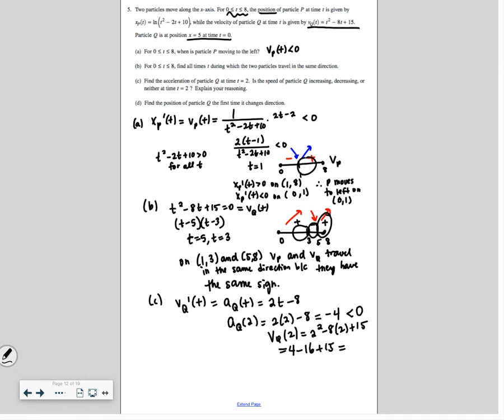Which ends up being negative 1 plus 4, 3, which is greater than 0. So since they do not have the same sign, this means that the speed would be decreasing. So the speed is decreasing at t equals 2 because v of 2 and a of 2, and we'll write our little subscripts there, do not have the same signs. So they have opposite signs.